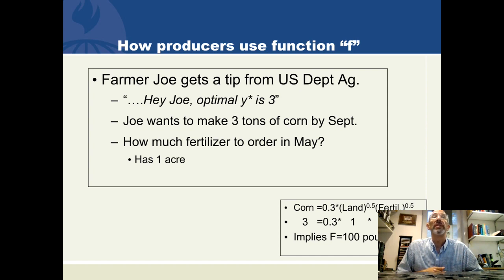And the question for Joe is, how much fertilizer should he order in May? And that he has 1 acre of land. So he takes his F function, his production function, corn equals 0.3 times land to the 0.5 times fertilizer to the 0.5. And he plugs in his values. He needs to make 3 tons of corn, 0.3 times 1 acre of land to the 0.5 times fertilizer to the 0.5. So he is going to solve for what value of F will give him his 3 tons of corn. And if you do this, 3 divided by 0.3 is 10. 10 equals F to the 0.5. So that must be 100 pounds of fertilizer required for his farm.